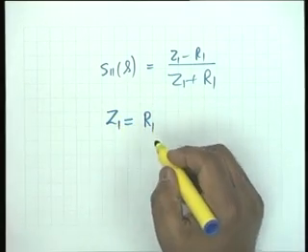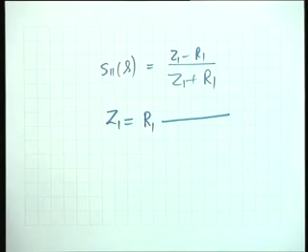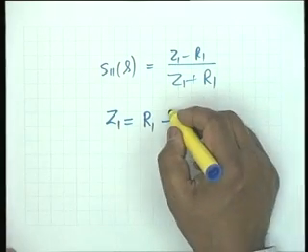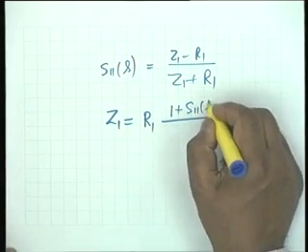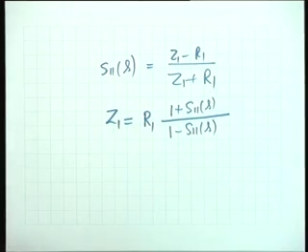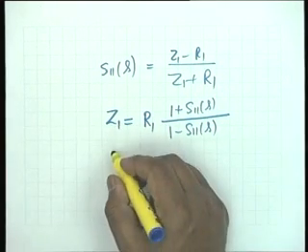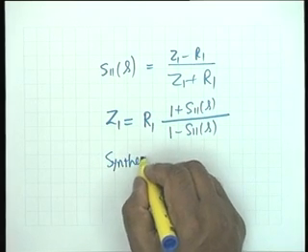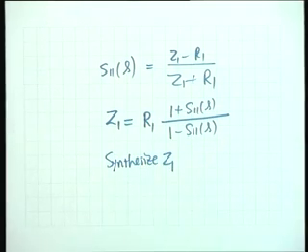This will be equal to R1 multiplied by 1 plus S11 of s divided by 1 minus S11 of s. This is the componendo and dividendo. Okay? And the final task is to synthesize Z1. Alright, this is the total procedure, but let me go through the steps once again before I take up an example.